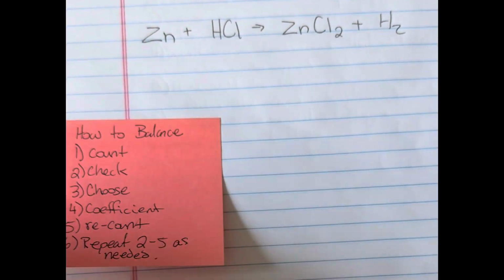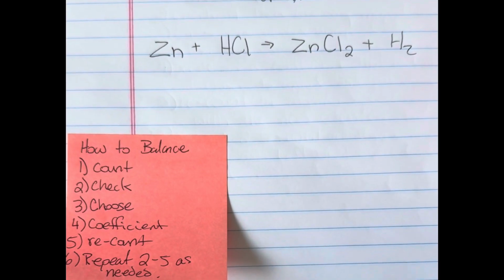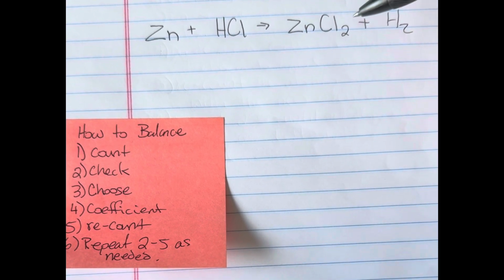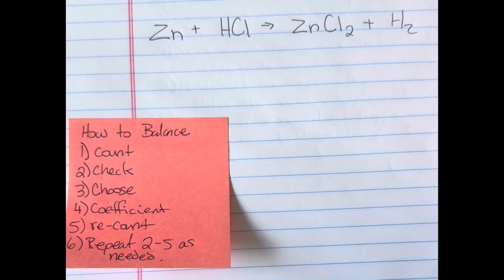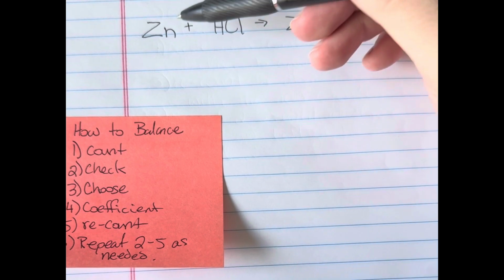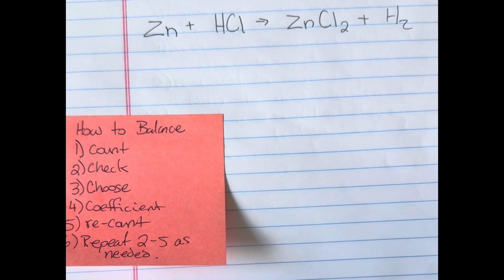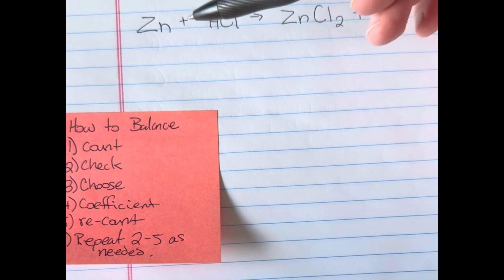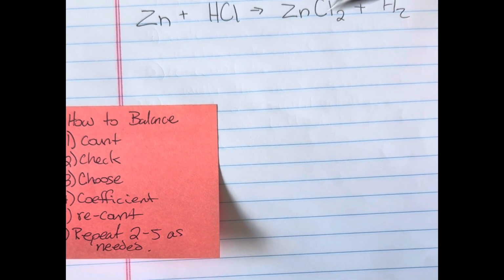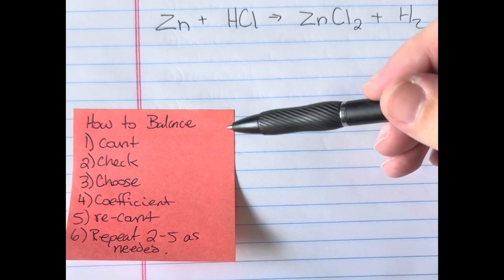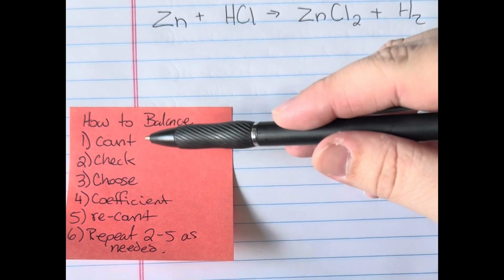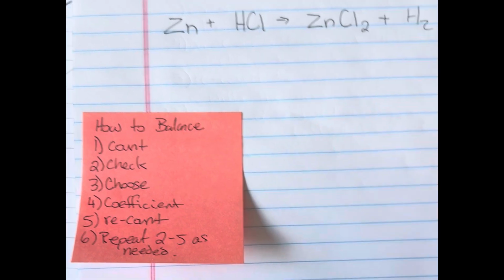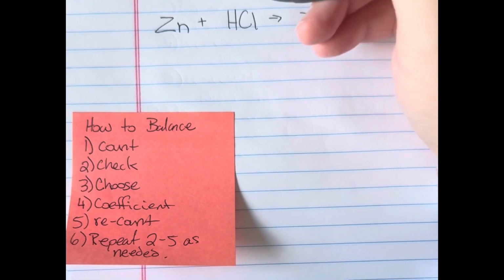Okay, so now we have a new problem. We got zinc plus hydrochloric acid makes zinc chloride and hydrogen gas. So here, it's the decomposition of a metal. And so it's going to be the addition of an acid with a metal makes hydrogen gas and the zinc chloride. So what we need to do is we got to follow our steps. I've shortened them down to 1 to 2 words each, okay? So what we need to do is count.